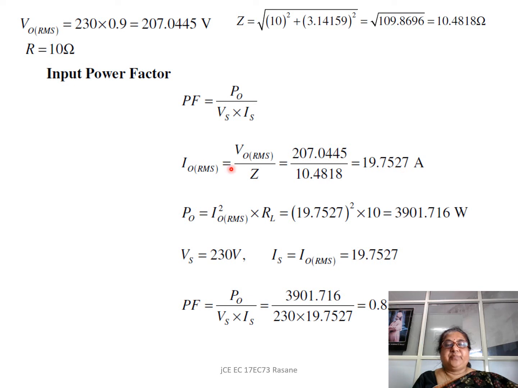I evaluate P naught, which is I naught RMS squared into RL, and I get the value as 3901.716. Similarly, I will evaluate, we know Vs is 230. Is is going to be the same as the output RMS current. So substituting the values, right? I will be getting a power factor of around 0.8 lagging.